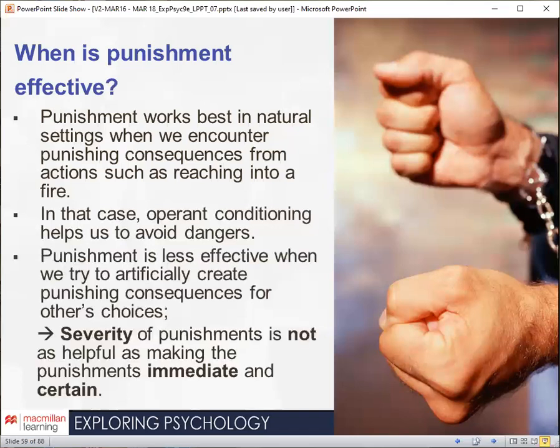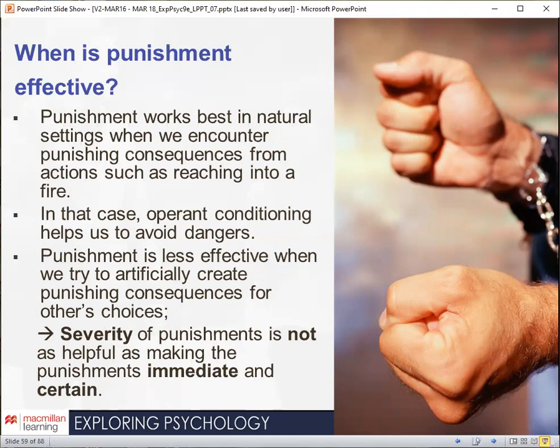Now, punishment is less effective when we try to artificially create punishing consequences for others' choices. Okay? Severity of punishments is not as helpful as making the punishments immediate and certain. So what this is suggesting is that a very severe punisher is not necessarily as good as making sure that the punisher is immediate and certain. So as soon as someone does something that requires punishment, they get it immediately. There's no delay. It's going to be certain. They can't avoid it, as opposed to making it very harsh.